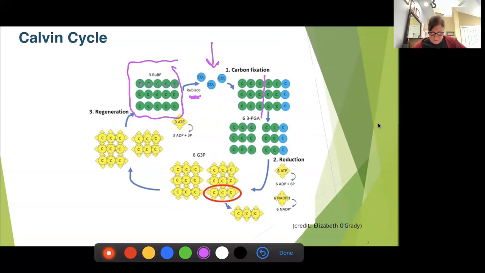And now we have 1, 2, 3, 4, 5, 6 of those molecules called PGA. We're going to use some energy, and we need some hydrogens because we added carbon and oxygen. We're going to add the hydrogens. And now we have 6 of the same molecules. We're going to exit 1 to make our biological macromolecules. And then we're going to use the other 5 and some more energy from the light reaction to regenerate RUBP.